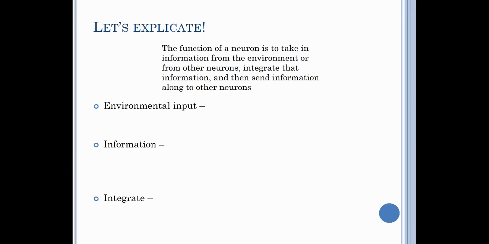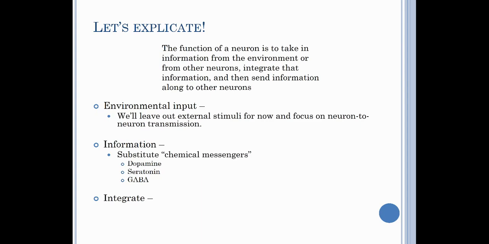Our definition says that the neuron takes in information from the environment or other neurons. Let's leave out the environment for right now. We'll cover that in the next part of this unit. Let's just focus on neuron-to-neuron transmission. We also need to deal with this word information. Let's take that out and replace it with chemical messengers. So these chemical messengers are neurotransmitters such as dopamine, serotonin, and GABA.